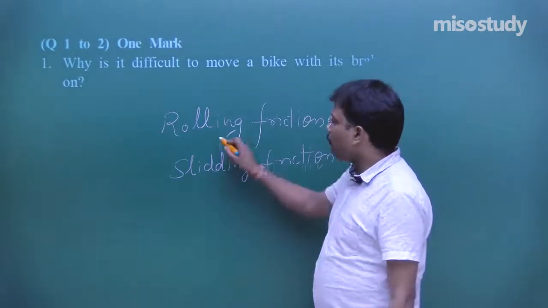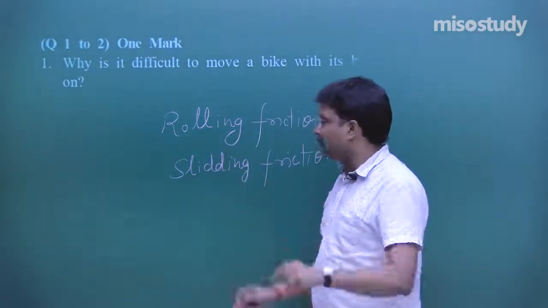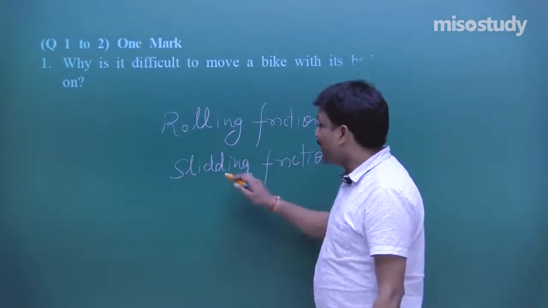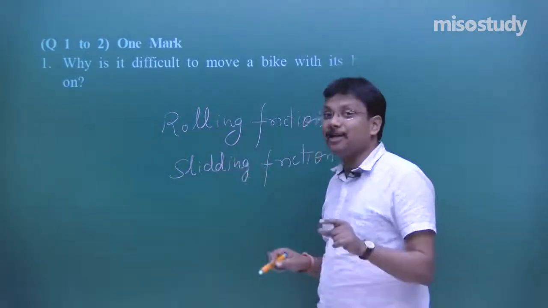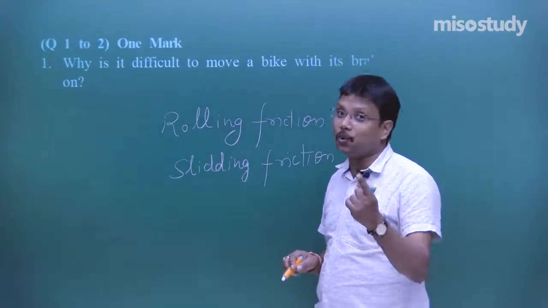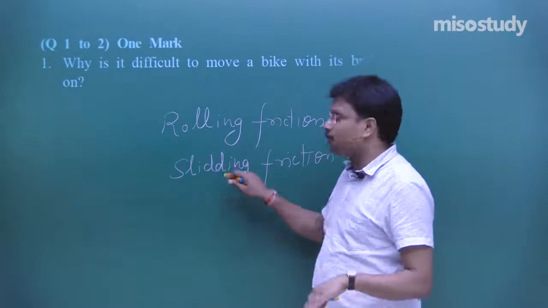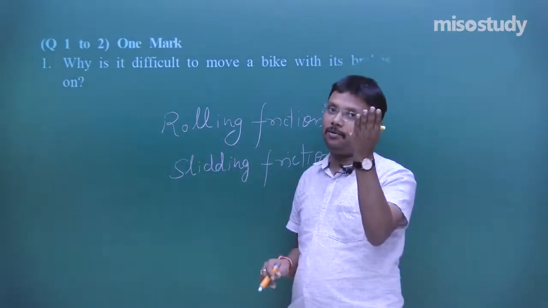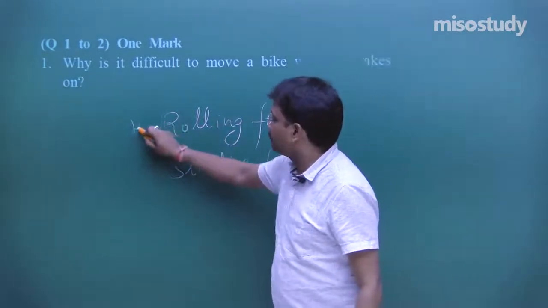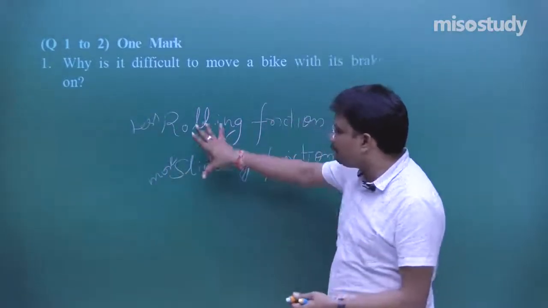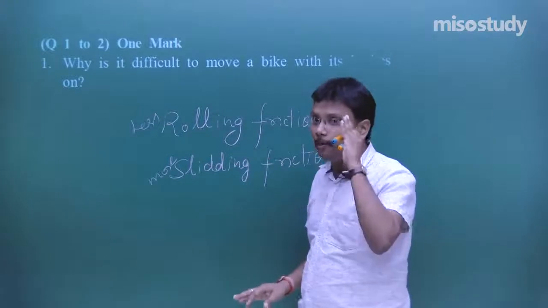Now the value of rolling friction is more than the sliding friction. No, the value of sliding friction is more than the rolling friction. So this friction is less while this friction is more. Less, more.